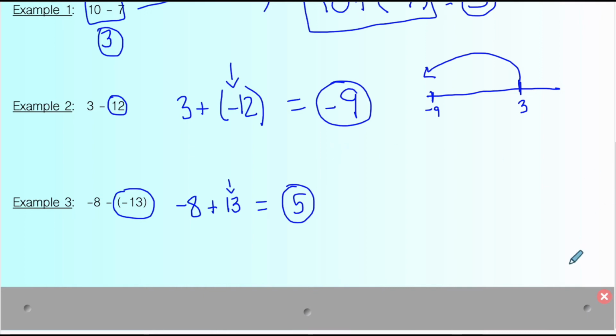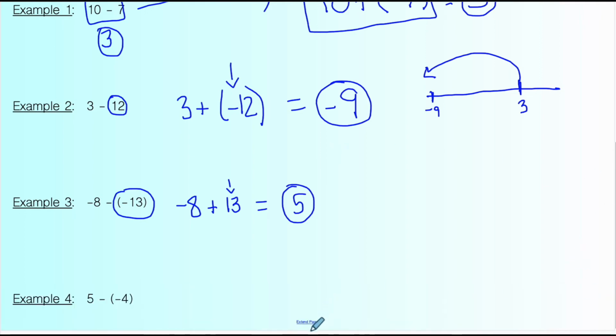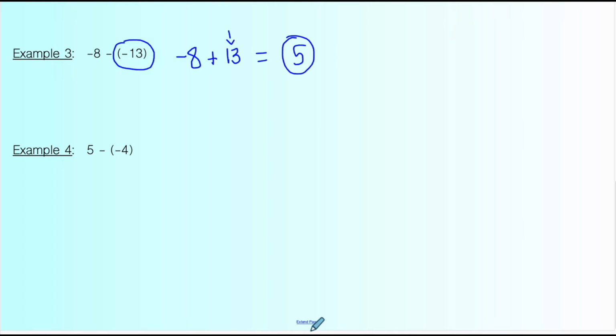All right, last example on this page is 5 minus negative 4. So I'm not going to touch the first number. I'm going to change this to addition, and then I'm going to add the opposite. So the opposite of negative 4 is 4. So this weird looking 5 minus negative 4 is the same thing as 5 plus 4, which is a super easy problem, right? 5 plus 4 is 9. And there's your final answer.